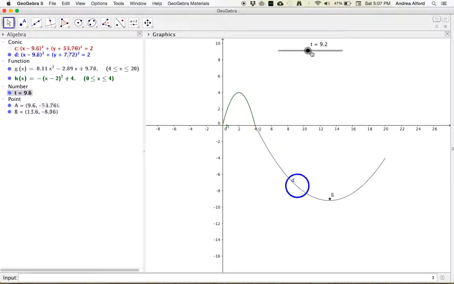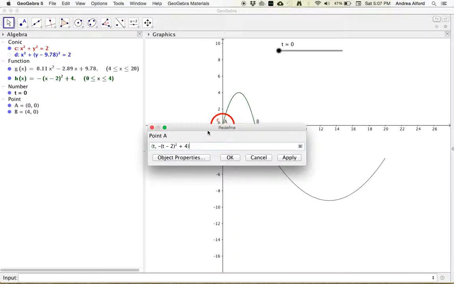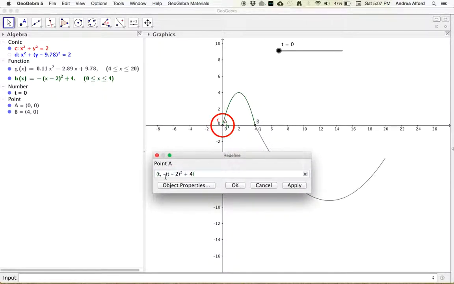So I put up my slider. What did I want to do? My first circle, I wanted to trace along this parabola. Notice something: for point A here, the x coordinate of the center is t, and then it's following along the parabola negative (t minus 2) squared plus 4. So this is the center of my circle. When I set up my first circle, I'm just doing (x minus my h, which is t) squared, plus (y minus my k) squared.